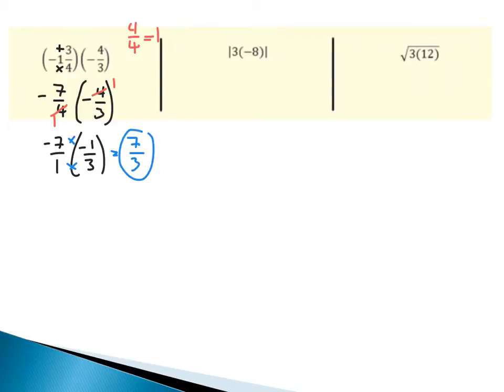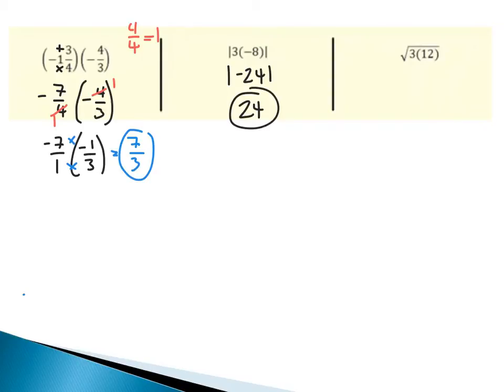Next one. Oh, I have these vertical bars. What do these vertical bars represent? I totally forgot. Oh, that's right, absolute value symbols. So inside the absolute value, I have 3 times negative 8. So I'm going to evaluate what's inside the absolute value symbols first. That's going to give me negative 24. Take the absolute value of that. That means how far away is negative 24 from 0? It's 24 units away. So therefore I get 24.